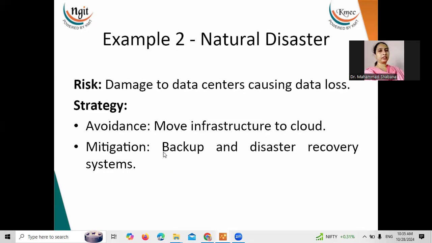Another example is the risk of a natural disaster damaging a data center. Here, a company could avoid the risk by moving critical infrastructure to the cloud, or mitigate the risk by using backup systems and disaster recovery processes to ensure business continuity in case of a disaster.